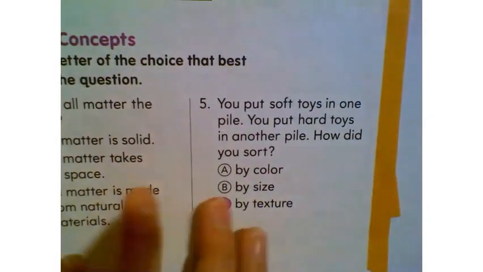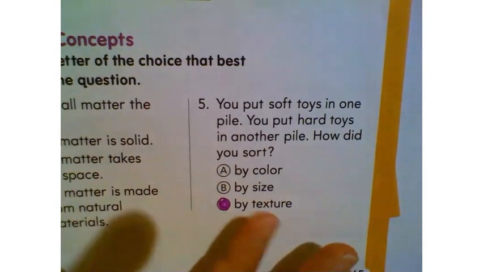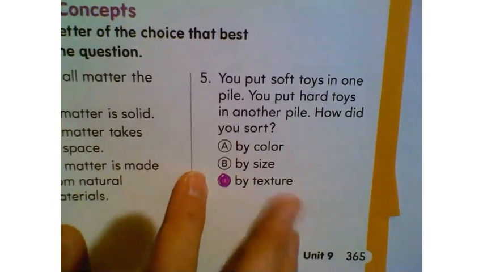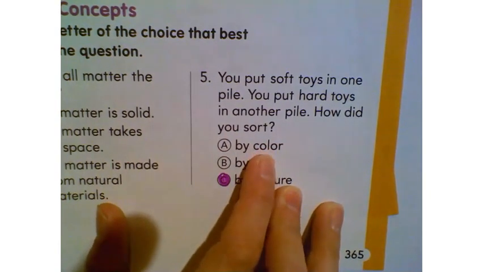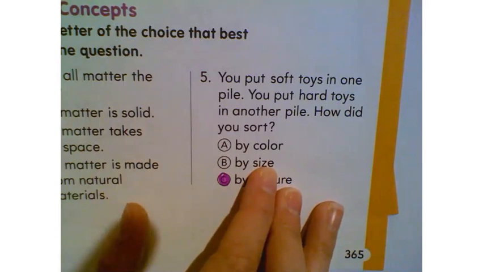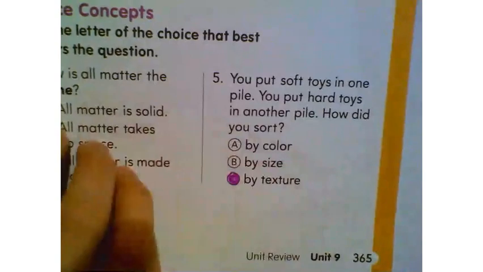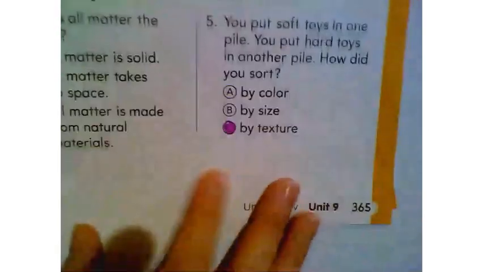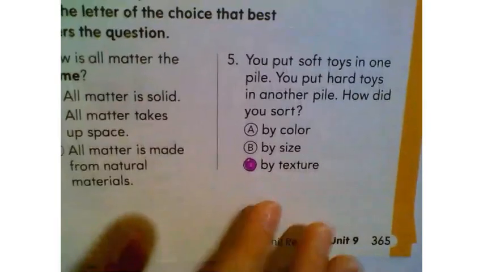Number five says you put soft toys in one pile and you put hard toys in another pile. So how did you sort them? Well, it wasn't by color because soft and hard don't have anything to do with colors, and it wasn't by size because you could have had some big hard toys and some small hard toys and some big soft toys and some small soft toys. But you have a pile of soft and a pile of hard. So I said we sorted by texture. For that one, you should have filled in C, by texture.